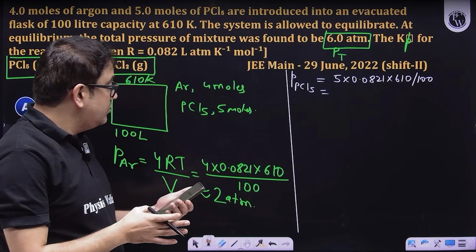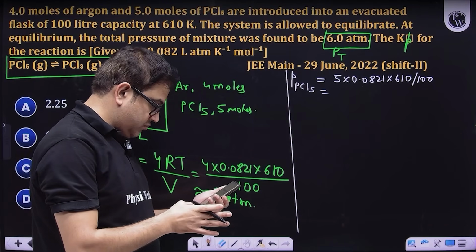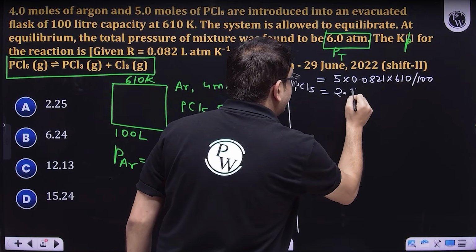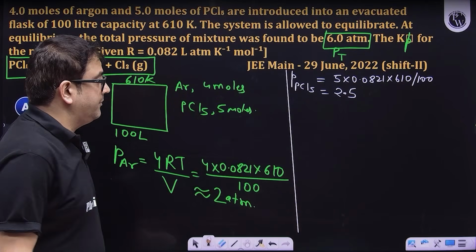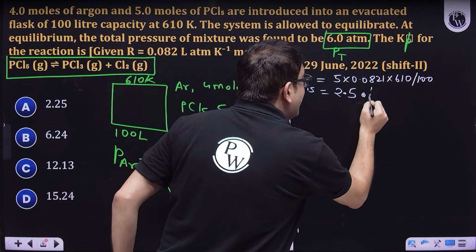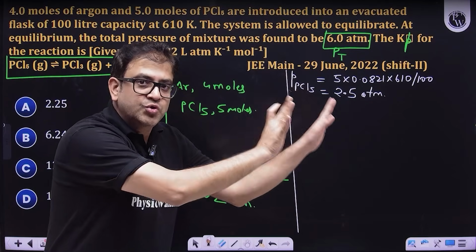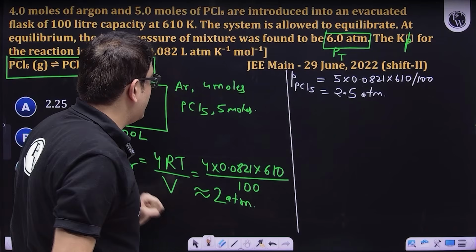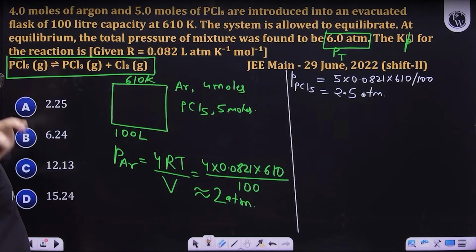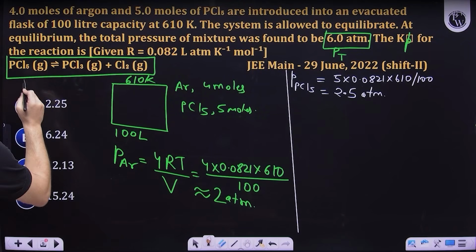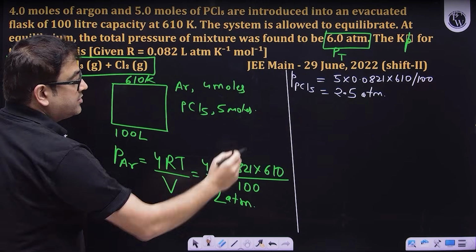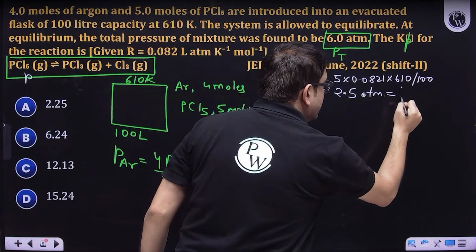0.0821 into 610. This will be coming around 2.5. You can approximate to be 2.5 atm. So these are the partial pressures which you just calculated, and these are the initial partial pressures. Okay. So for this reaction, now you know at time t equal to 0, what is its partial pressure? Let's say this value I am writing as P naught.